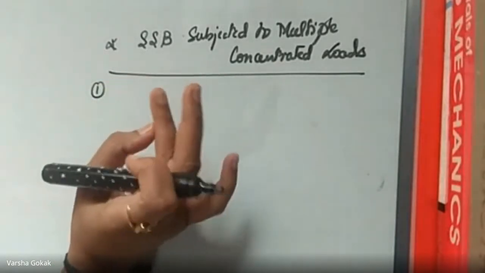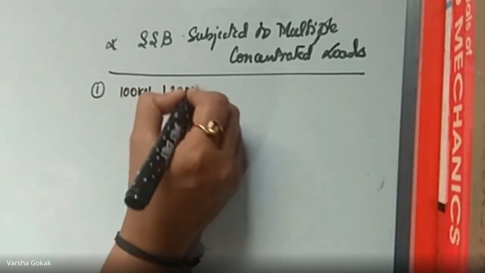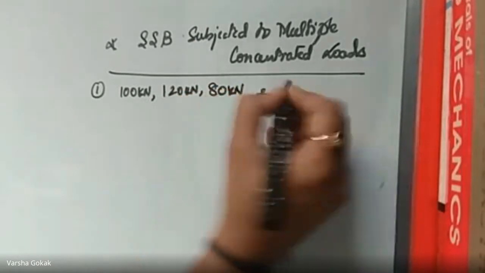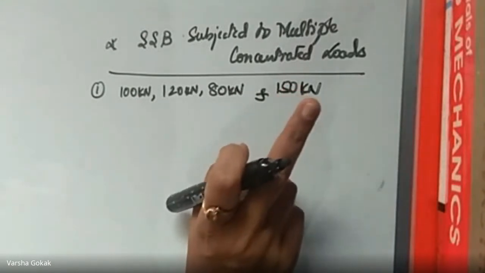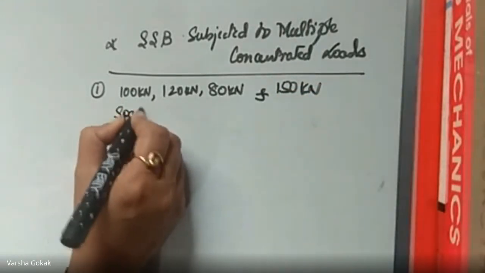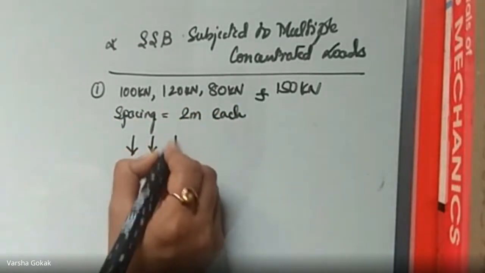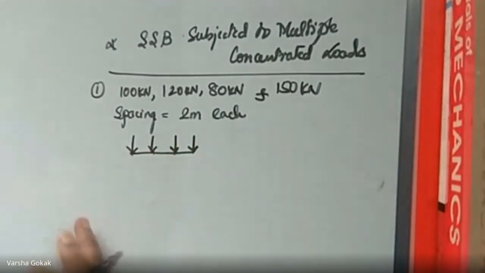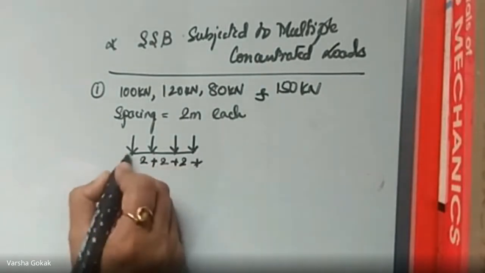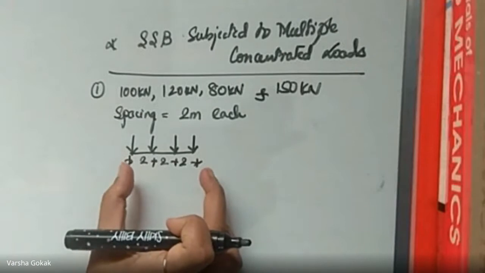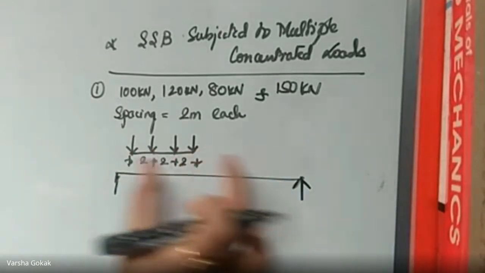The question is like this: multiple point loads of 100 kilonewtons, 120 kilonewtons, 80 kilonewtons, and 150 kilonewtons. So there are four loads with a spacing of 2 meters each. The spacing in between each of the loads is 2 meters, meaning they will go together like this. These four are always going to move together. I cannot change their spacing. So this entire set keeps going. If I have a beam like this, this will keep moving like this.